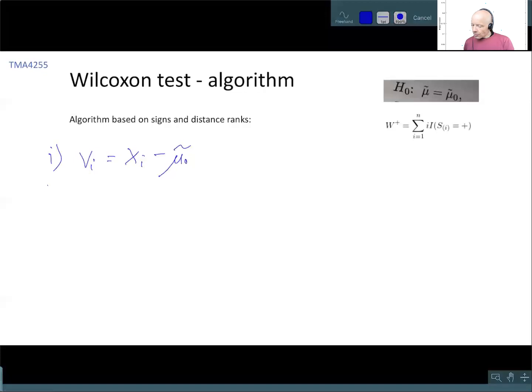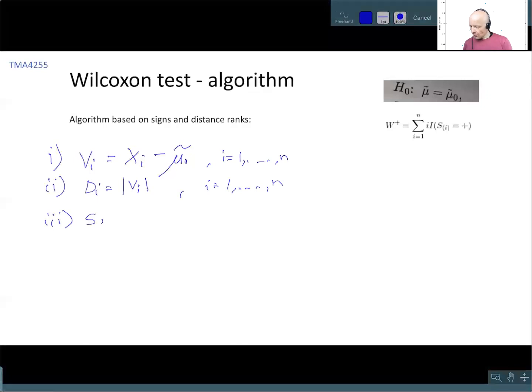And then we also compute the absolute values of these statistics. So we look at the absolute values of these statistics. So this is done for all samples. And in step 3, we sort these distances from the pre-specified median.